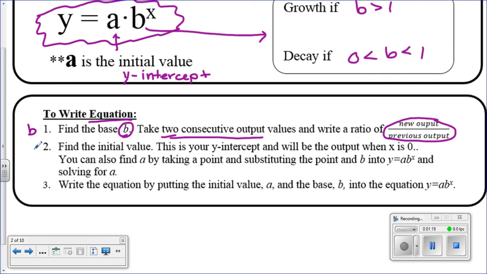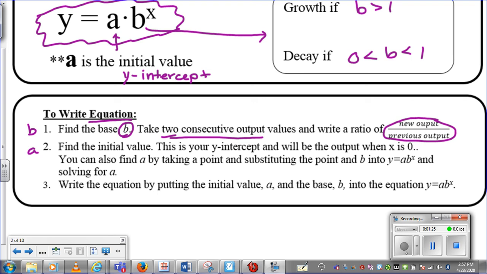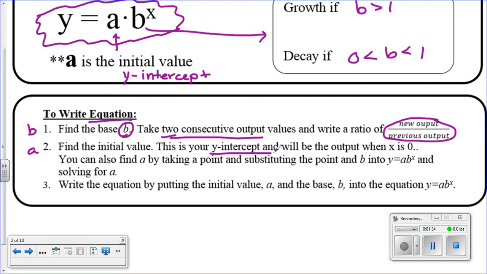The next thing you're going to do is you're going to find your A value. That's your initial value. You could do this one of two ways. The first way to do it is to look at your graph or look at the input-output table. Since the A is your y-intercept, this is going to be when x is 0. If you can see that on the graph, great, no need to solve for it. If you can see it on the input-output table, again, no need to solve for it. But if you cannot, then you need to solve for it algebraically.